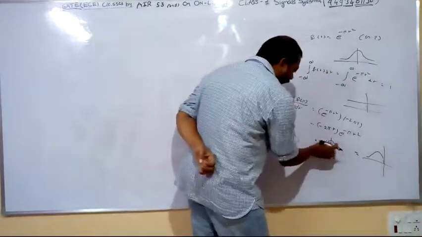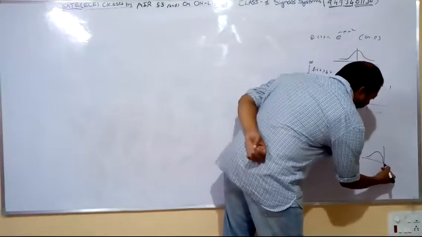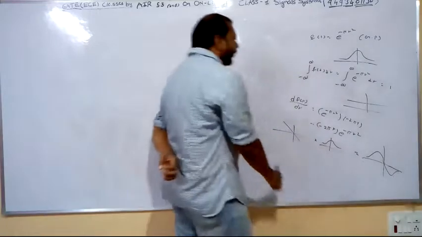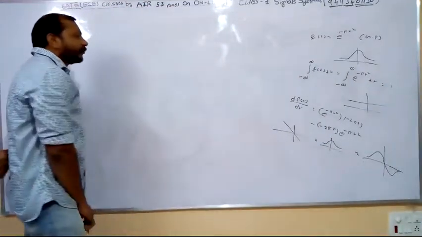Similarly in this part here it is positive, and here the value is negative. So here also, first of all it increases and then reduces to 0. This is the shape of this signal, the differentiation of e to the power minus pi t square.